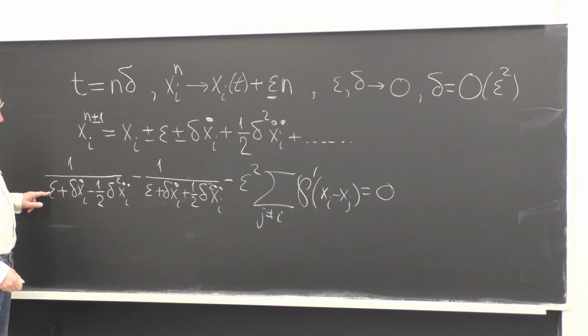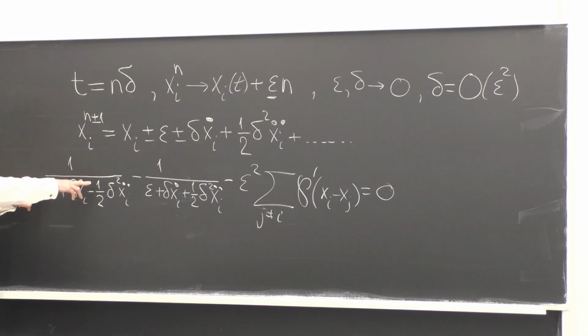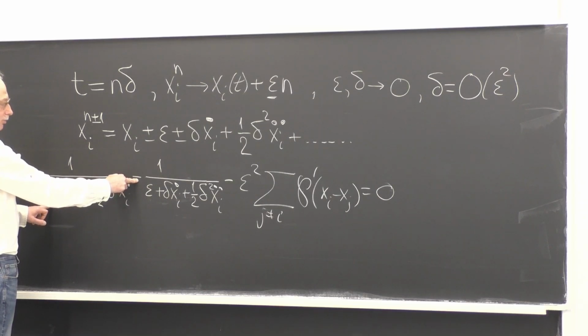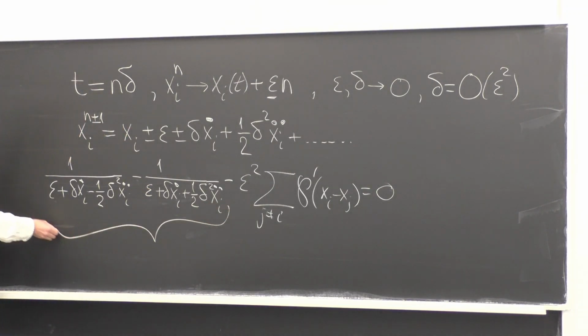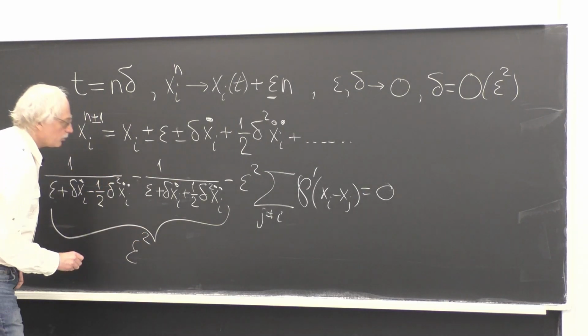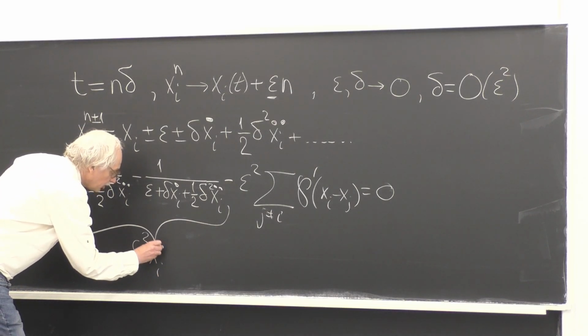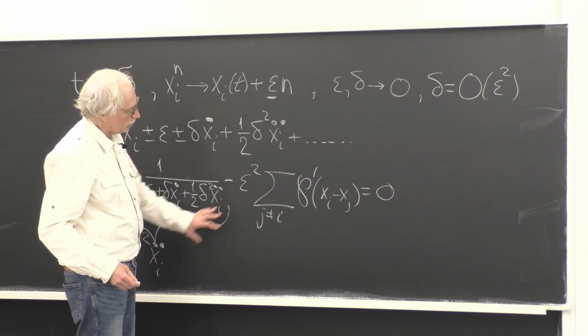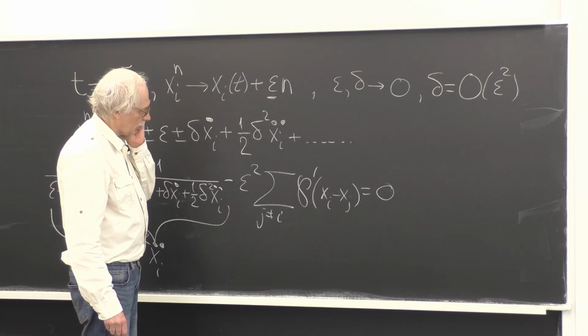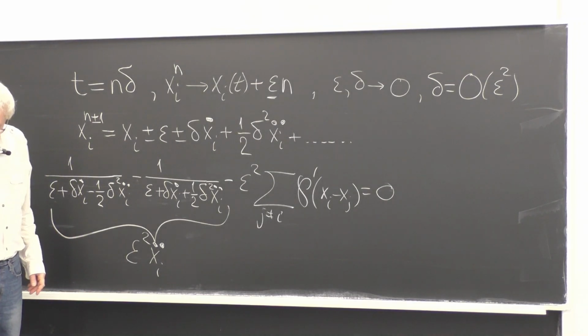You see that the highest singularity in epsilon cancels. This is 1 over epsilon, and this is also 1 over epsilon. Here sign minus, so they cancel. But we need to expand them further to the higher orders in epsilon and delta. And from this expansion you get something like epsilon squared times xi double dot. So epsilon squared cancels, and we get something which is the equation of motion for the continuous elliptic Calogero-Moser system.